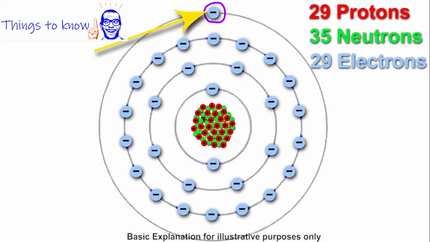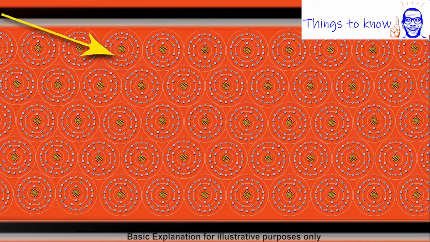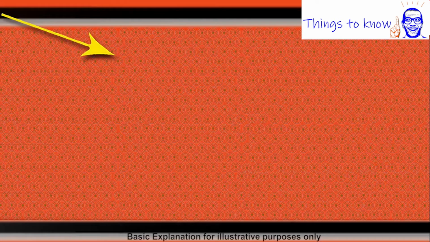And that's because this one outer electron, having the least amount of attraction to the nucleus and therefore the least amount of drag, can behave in a way that's more erratic than all of the other electrons. And to better explain that, let's take a look at how these atoms make up the copper wire and how the electrons behave within it.